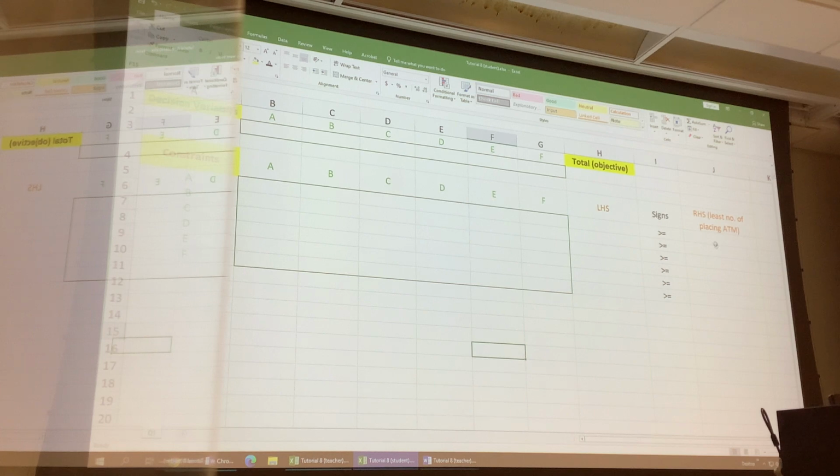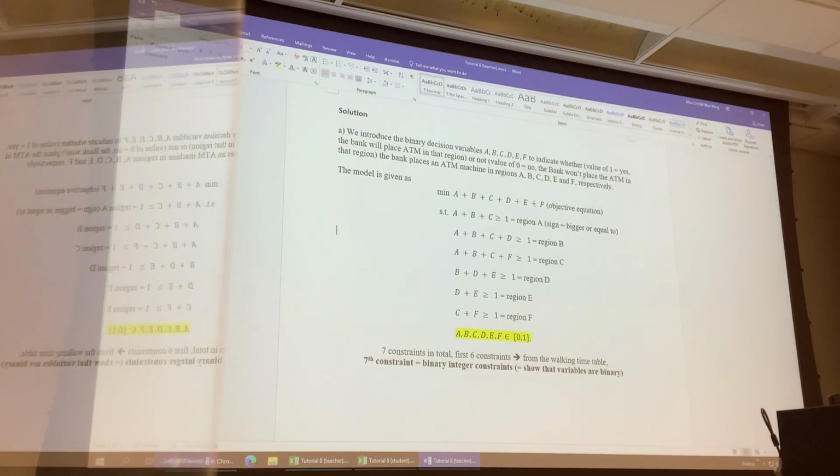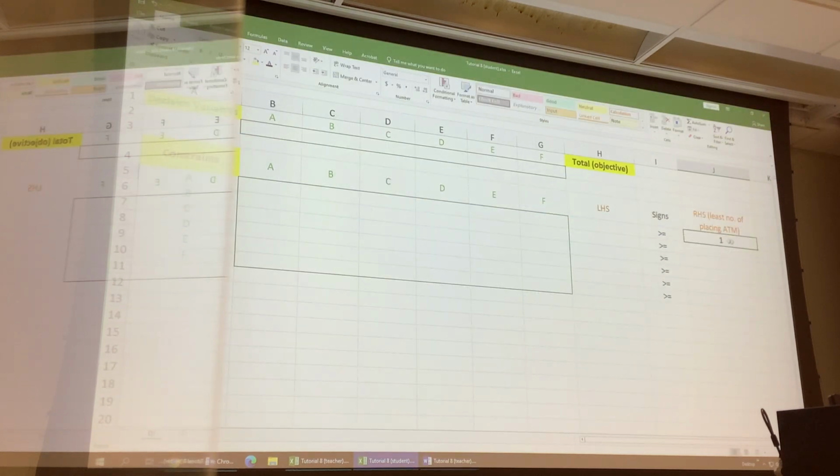Okay, so that is the right hand side, and remember that that is at least one ATM machine, as here, right hand side. So we enter 1, that is okay. You can copy the one here and then place it here, or drag downward to use the function. Okay? So that is the size and right hand side.